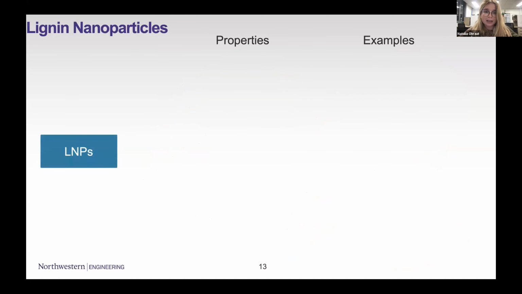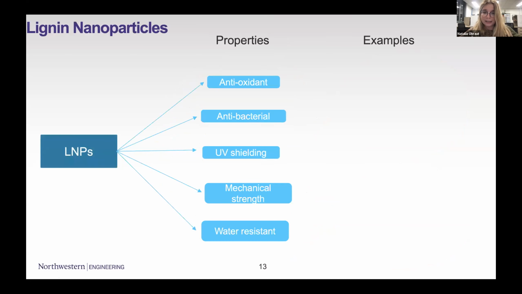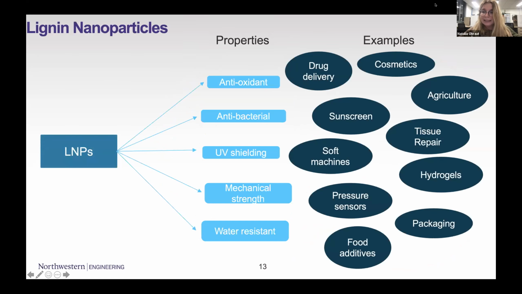On the other hand, our nanoparticles also have very interesting properties such as antioxidant, antibacterial, UV shielding, mechanical strength, and water resistance. And these have a wide array of different applications, notably in drug delivery, in the cosmetic industry as sunscreen, and also agriculturally as a way to transport pesticides or fertilizer in a way to minimize contamination and leaching.